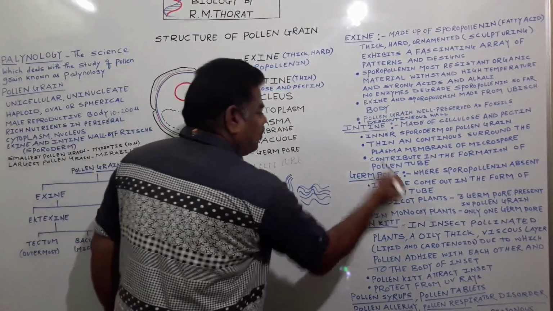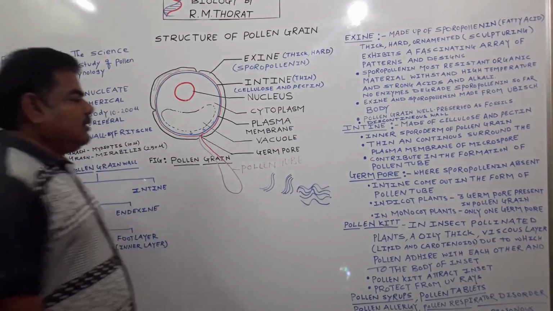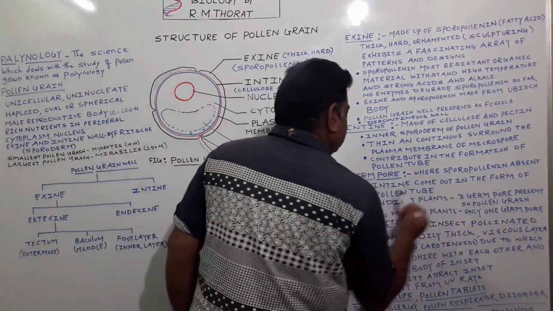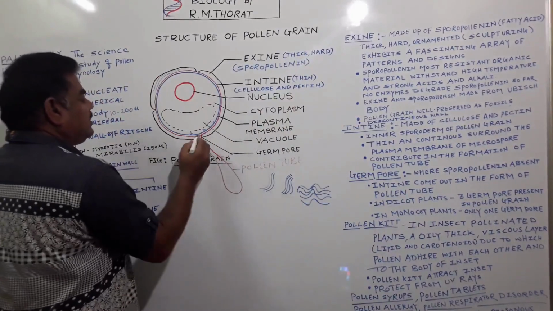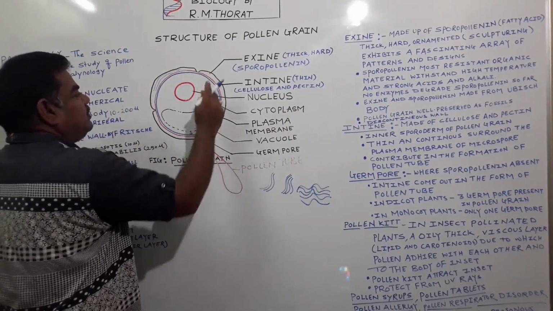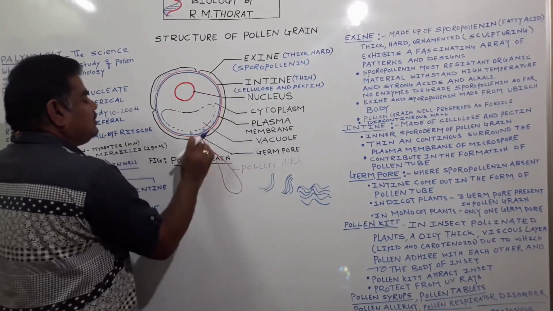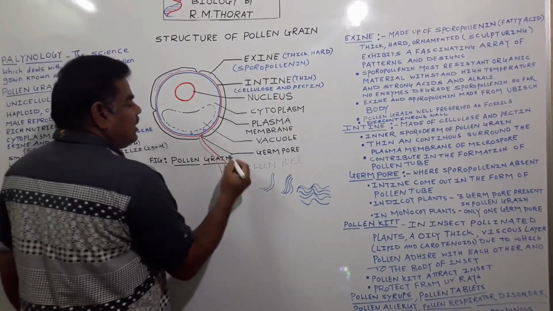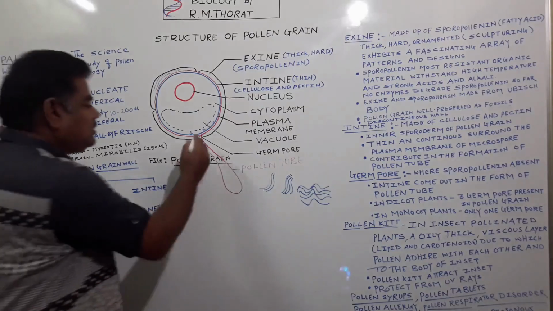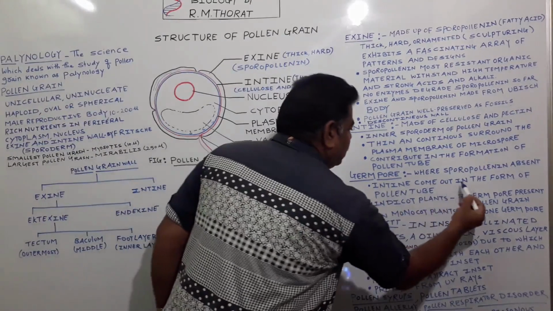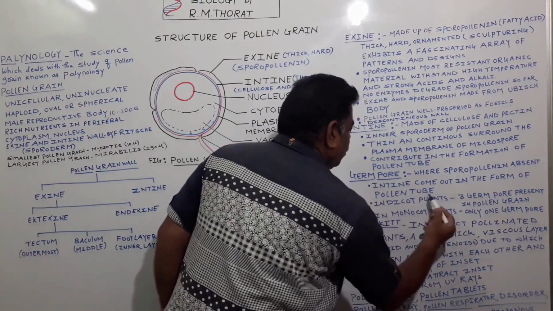The germ pore is present where the sporopollenin is absent. Means sporopollenin is not present here, due to which pore formation takes place. That pore we call a germ pore. And through this germ pore, the intine comes out in the form of a pollen tube.